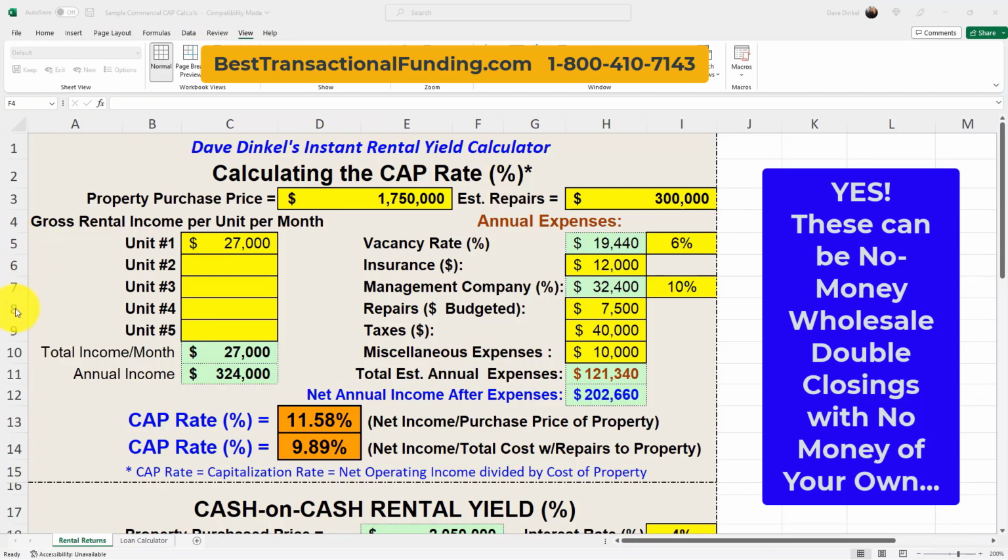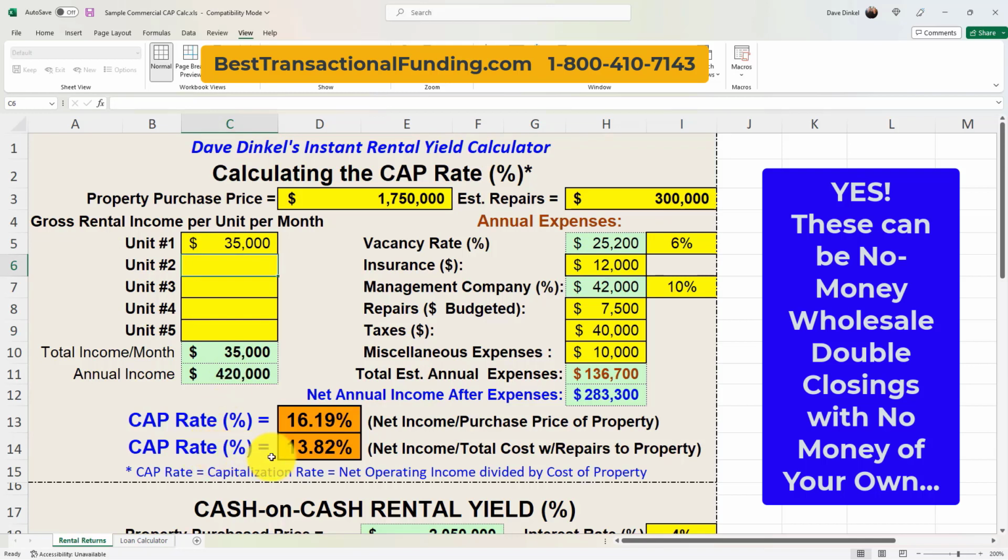Built into the calculator is the ability to change these numbers. For example, when you go to sell the property, one of the things that the new buyer is going to look at is what's the current rental income, but more importantly, what can I raise the rent to? Because I'm going to come in and fix it, raise rents, have a higher value, and then resell it or refinance it or whatever. So let's look at the rental income at $27,000 a month. Let's raise the rental income very simply to $35,000.